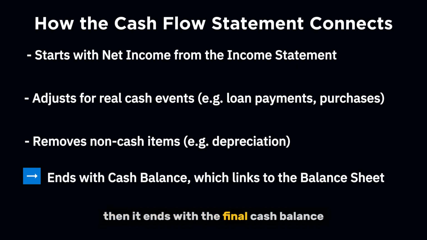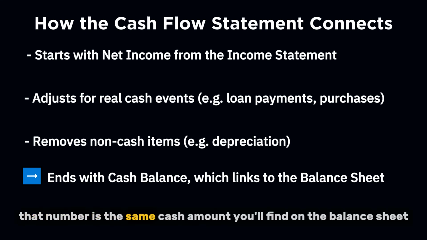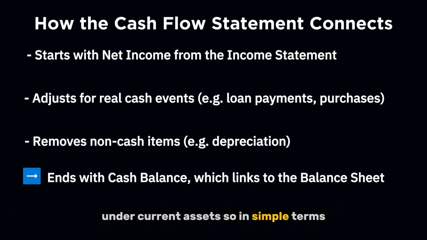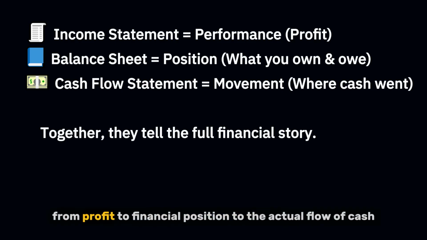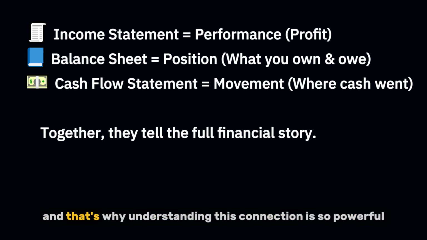Then, it ends with the final cash balance. That number is the same cash amount you'll find on the balance sheet, under current assets. So in simple terms, the income statement shows performance, how much the business earned. The balance sheet shows position, what the business owns and owes at a moment in time. And the cash flow statement shows movement, how money actually moved in and out. All three statements work together. They tell one full story, from profit to financial position to the actual flow of cash. And that's why understanding this connection is so powerful.